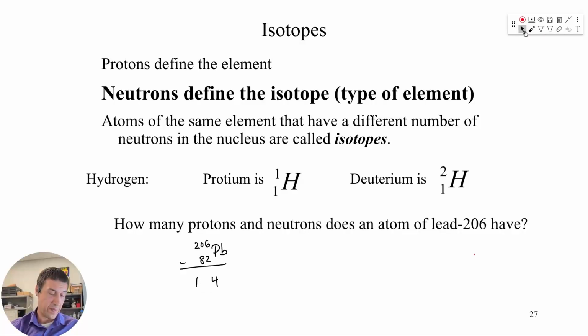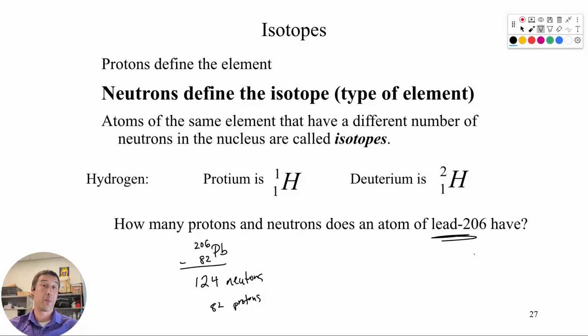Let's try that again. Hopefully those of you were able to catch that, that would actually be 112, which would get us 124 neutrons. So we've got 124 neutrons and we have 82 protons. That's what this notation as information gives us. Yes, you'll see questions on that.